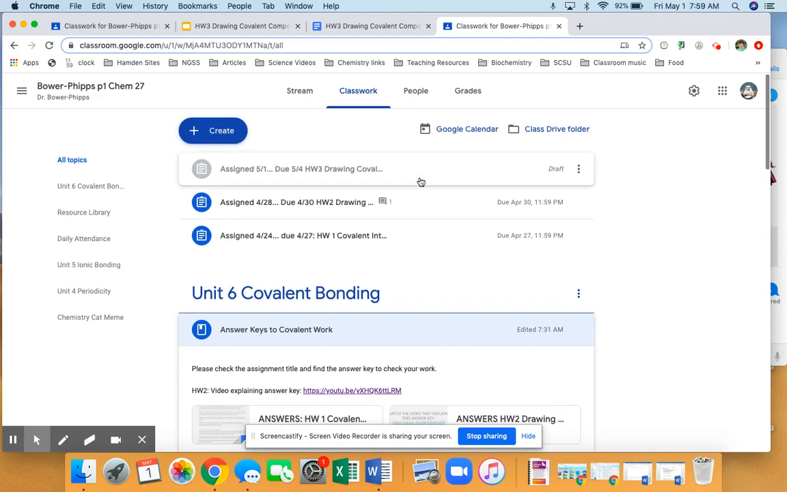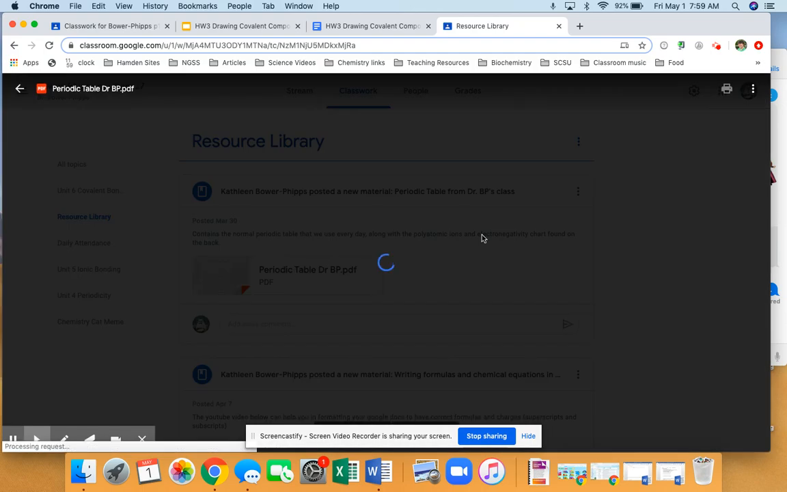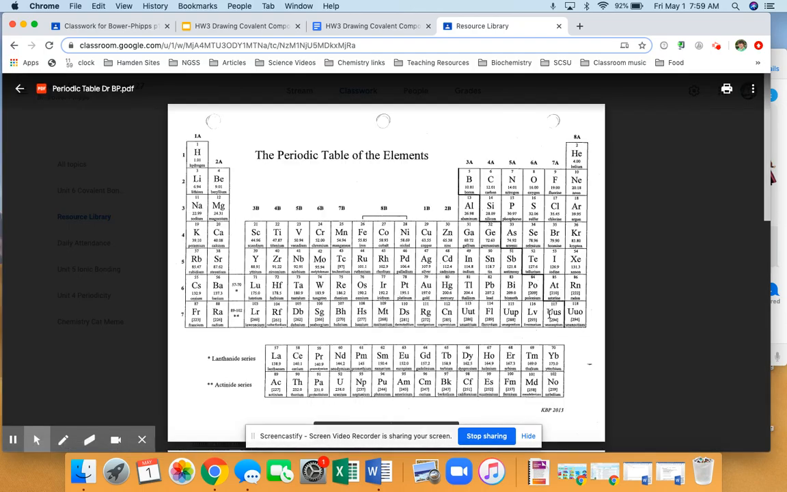The other tool that we're going to be using in this lesson is from your resource library. Remember, the periodic table is really helpful. So if you don't have your paper copy, there's an electronic copy here.